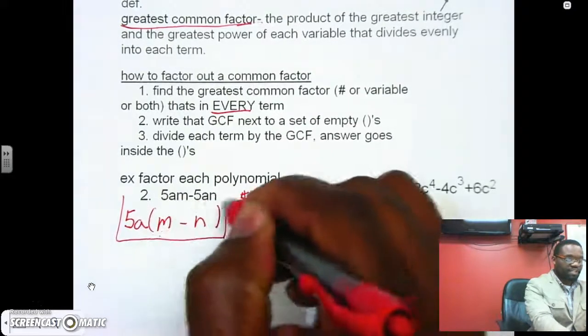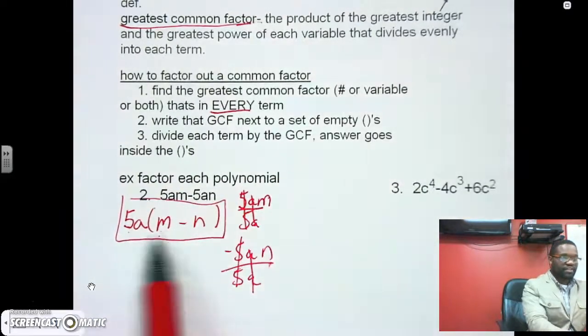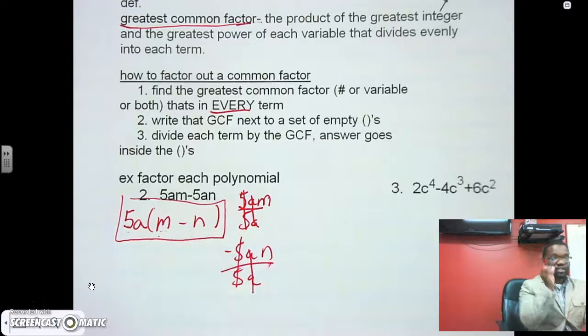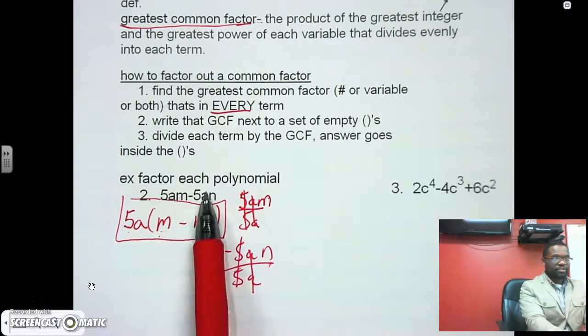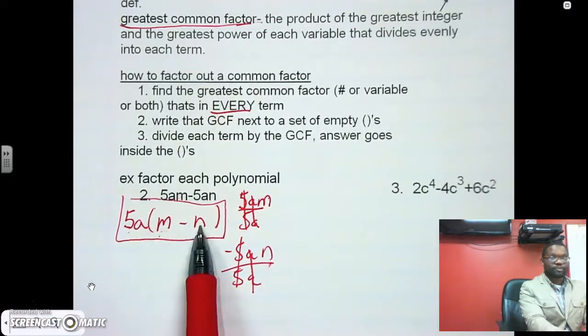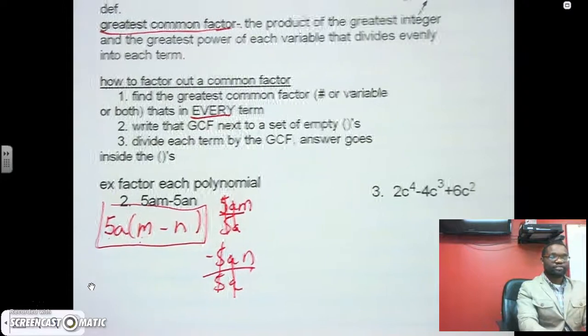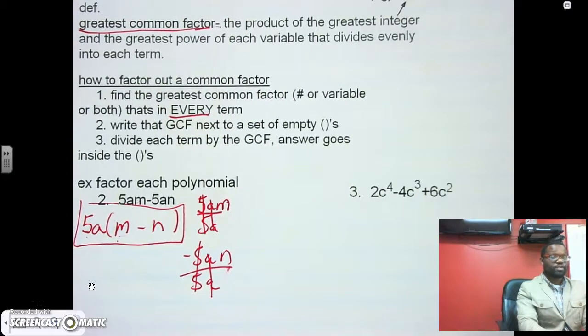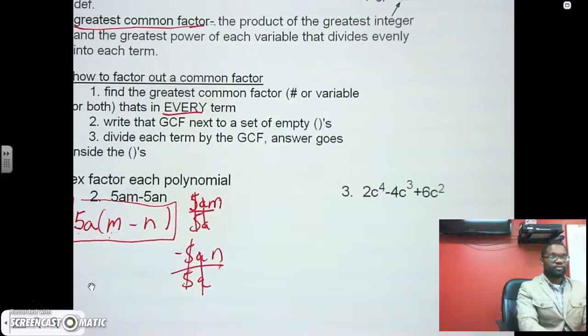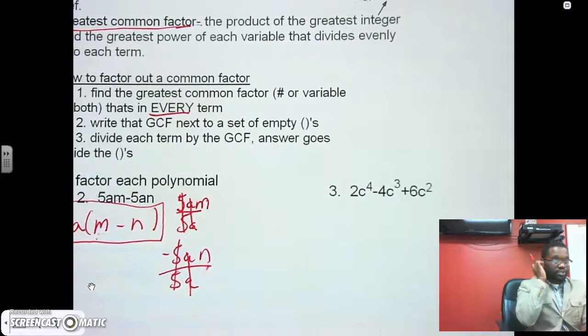This 5a and m minus n in parentheses are the two things that multiply together to give me this statement here. So these two are factors. So if I ever ask you to factor, always look for a greatest common factor first. That's what you always look for. There won't always be one, but you always look for one. Moving on to number 2. Number 2, I'm looking for a greatest common factor.